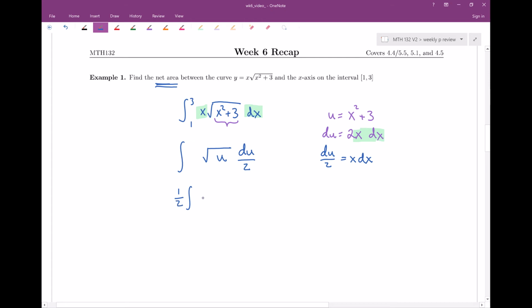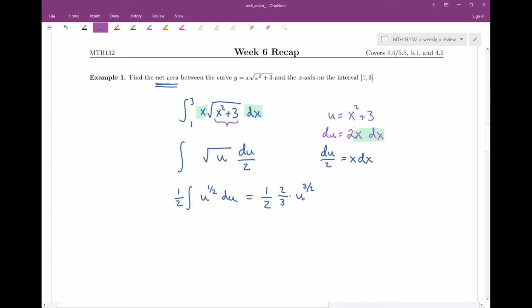And then the square root of u, that's the same thing as u to the 1/2. So there's just a little bit of rewriting. Again, 1/2 is along for the ride. It's a nice constant. And when I find the antiderivative of this, remember I'm going to raise my power by 1. So I'm going to go from 1/2 to 3/2. And then I'm going to multiply by the reciprocal of my new power here. So this is going to be 2/3.